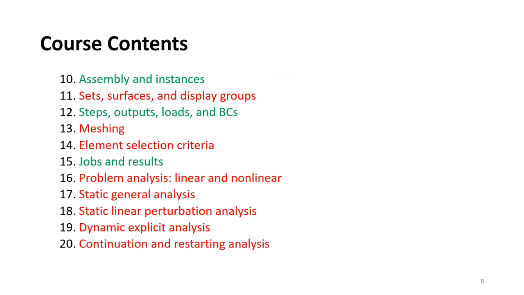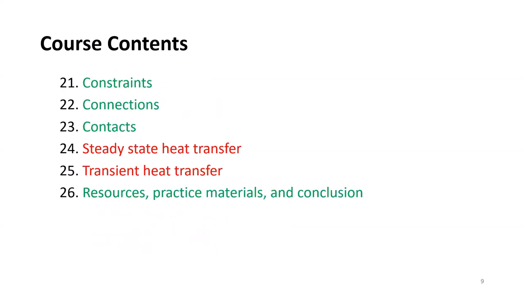After getting a good idea about the modules, we'll spend some time to learn different types of problem analysis, such as static and dynamic. We'll also discuss some topics separately, such as contacts and analysis of particular type of problems, such as thermal problems, like steady state heat transfer and transient heat transfer. We'll conclude the course with required resources, which will be helpful for the learners.